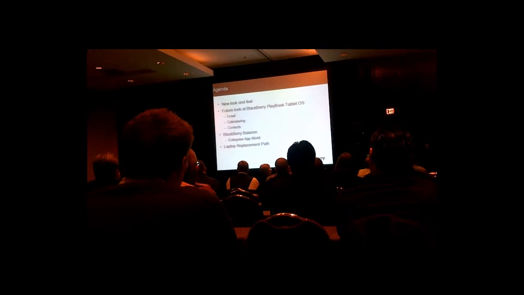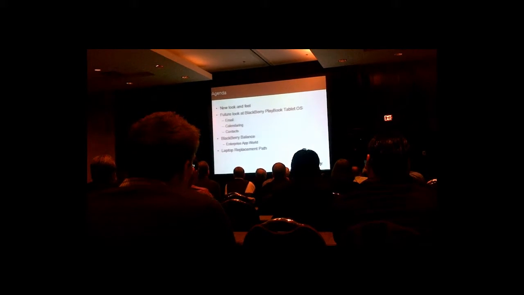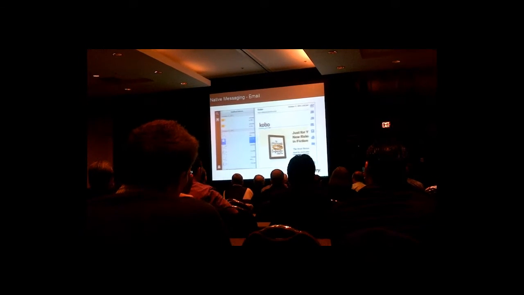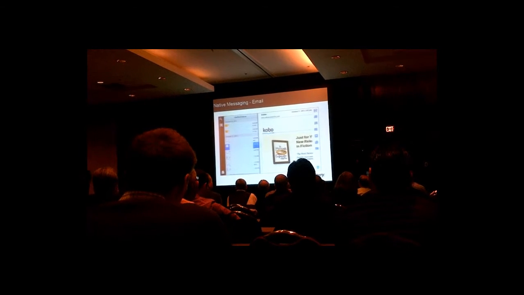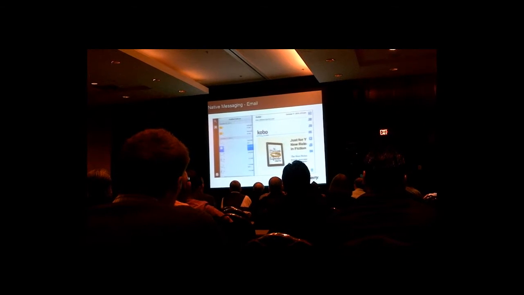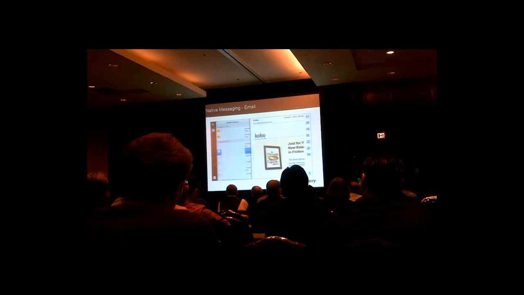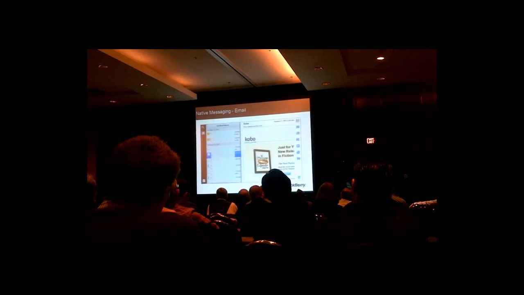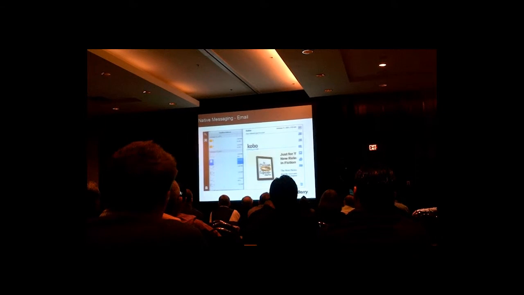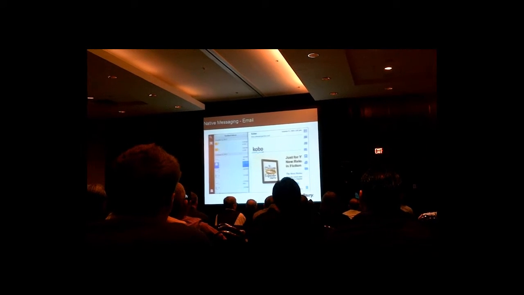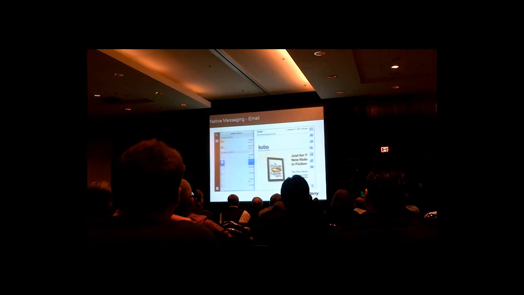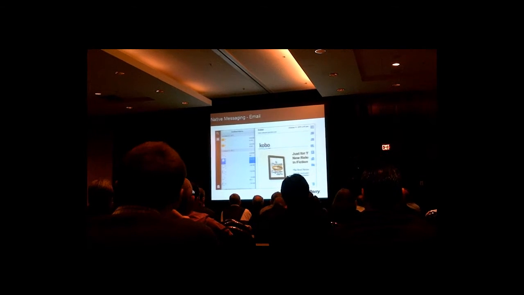Let's talk about the native PIM functionality. So the first thing, obviously, people want to know about is email. Give me an idea of what the new email client looks like. So this is what the new email client will look like. Pretty standard. You have your inbox list on the left there, and on the other side is the contents of whatever highlighted message you have.